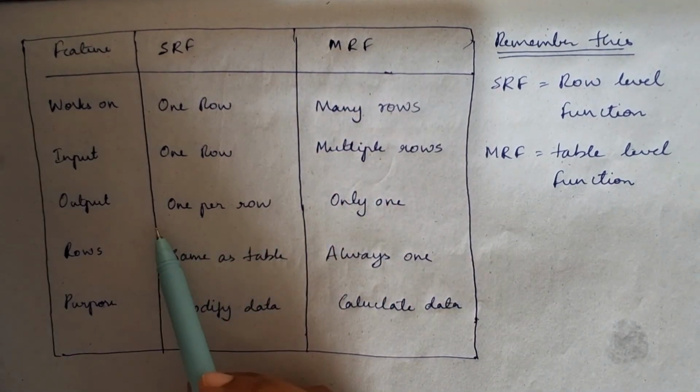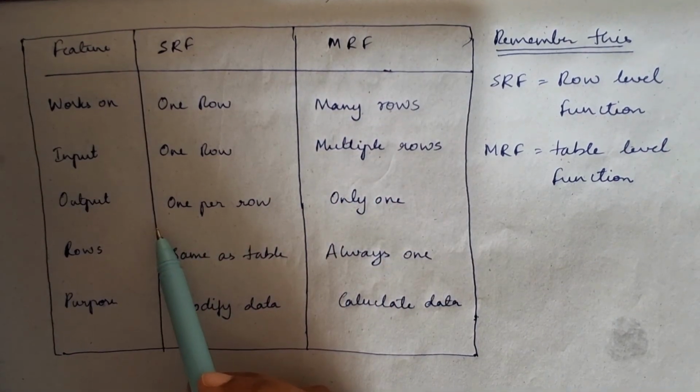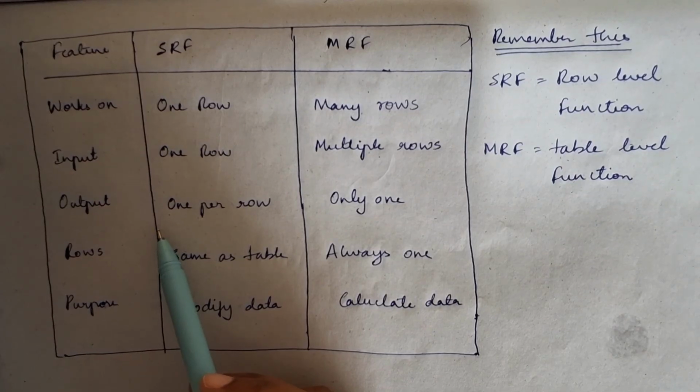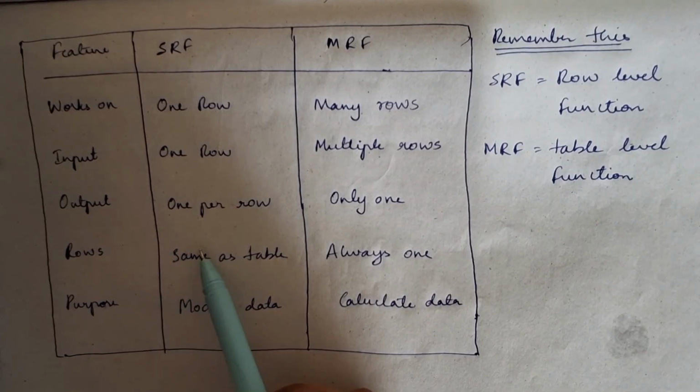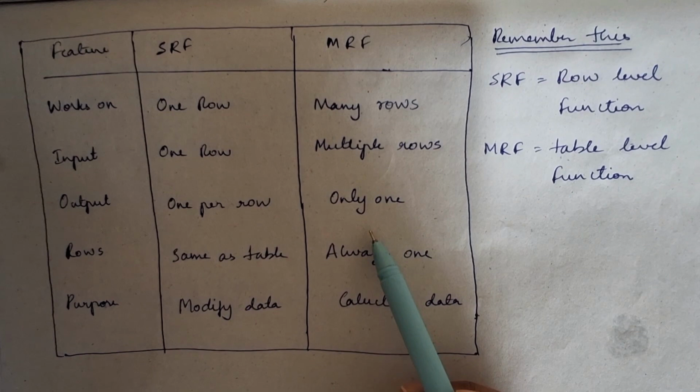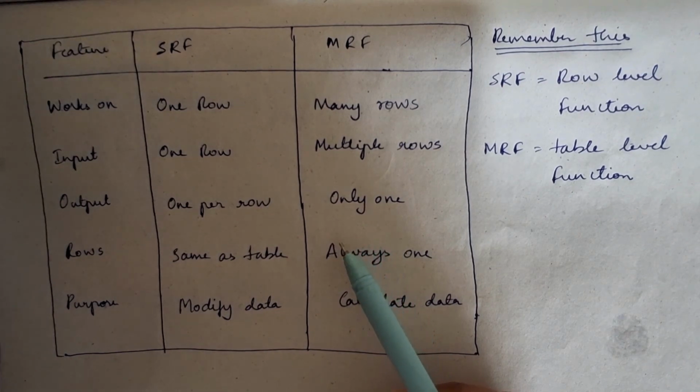Now the third point is output. Guys, listen carefully. This is very important. In SRF, every row gives one output. So if there are 5 rows, you will get 5 outputs. But in MRF, no matter how many rows there are, the output will always be 1. And guys, this is the main difference.